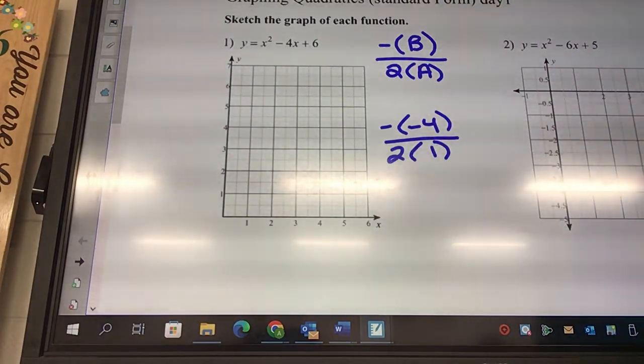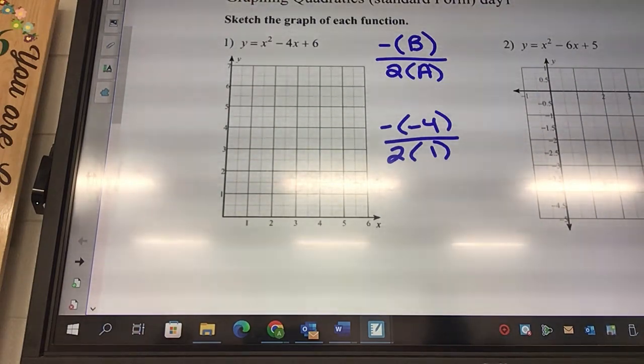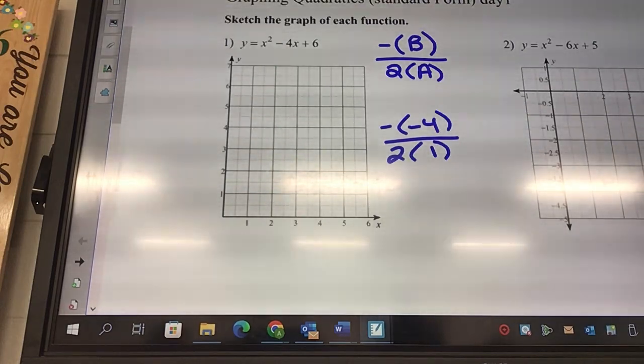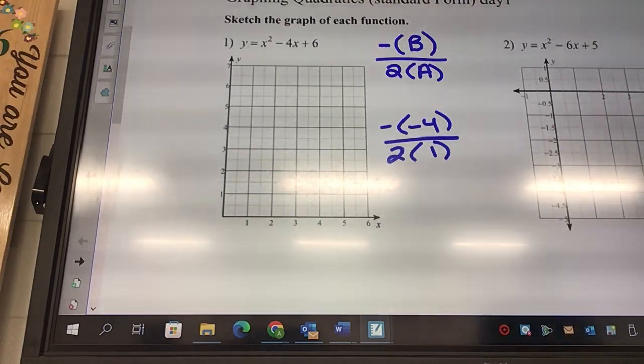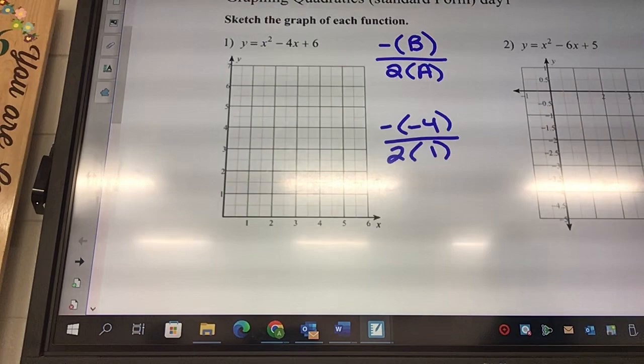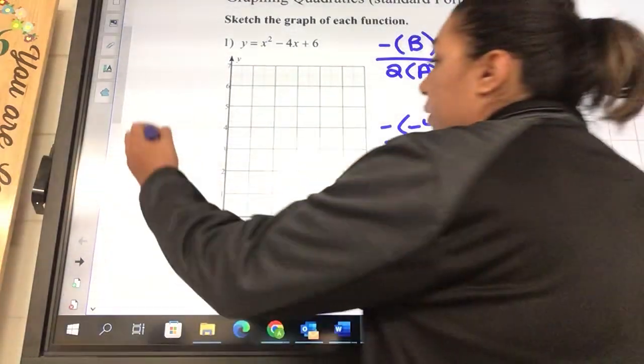Hit your fraction button. This is not what my board says, so you need to double check. Hit your fraction button and type in negative, parenthesis, negative 4, close it. Then go down to the bottom part and type 2, parenthesis, 1, and close it. What value do you get? 2. I'm going to write that over here.